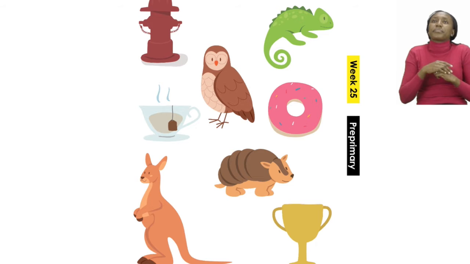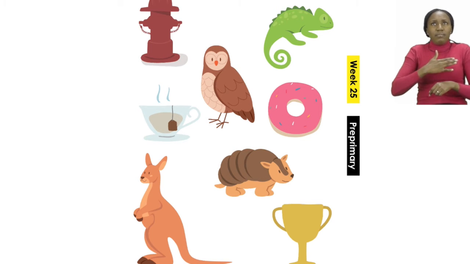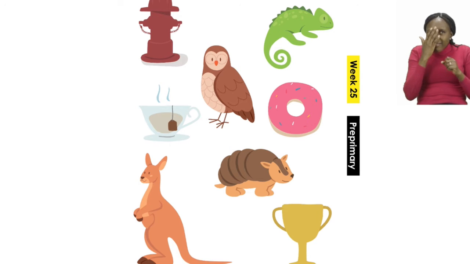Now before we get to circling, we have to first look at the pictures and see what are living things and what are non-living things. Living things, boys and girls, are all those things that can breathe and eat and smell. Non-living things are all those things that cannot breathe or eat or taste or smell anything.